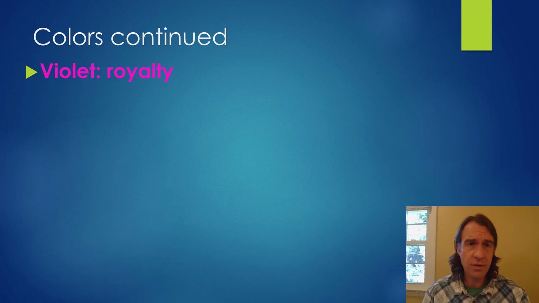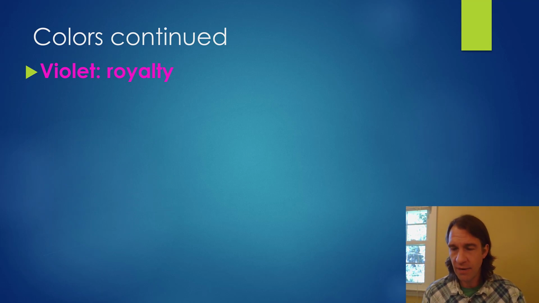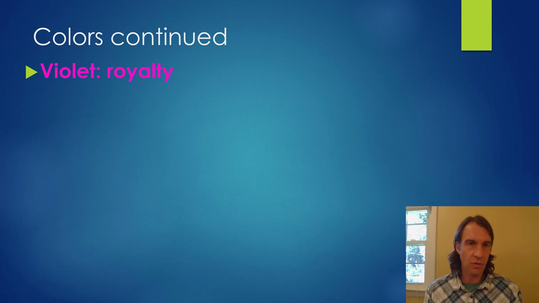Violet often is associated with royalty. Violet and actually black, purple and black are both seen as like royal colors. And one theory of that is because back in the day, you needed the most dye to make dark colors like purple and black. And so that's what royalty wore.